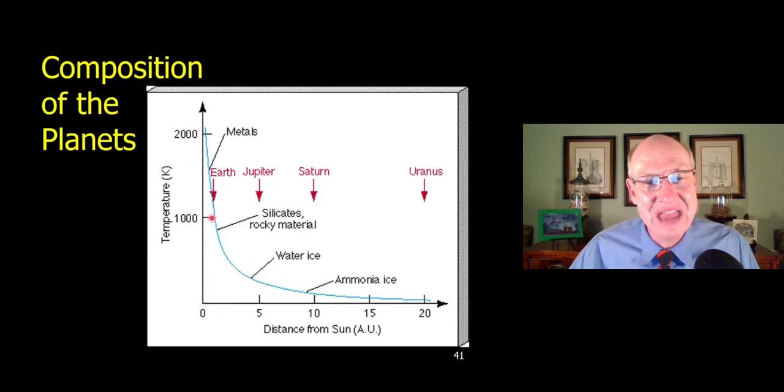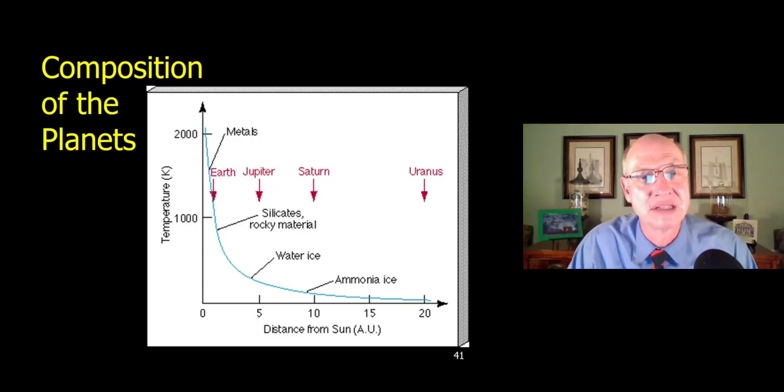So here in the inner part of the solar system, it was quite hot. It was between, say about 500 to a few thousand degrees in the inner part of the solar system. And that meant the only thing that could survive in here were metals and rocks. And that is why Mercury, Venus, Earth, and Mars are primarily made of metals and rocks.